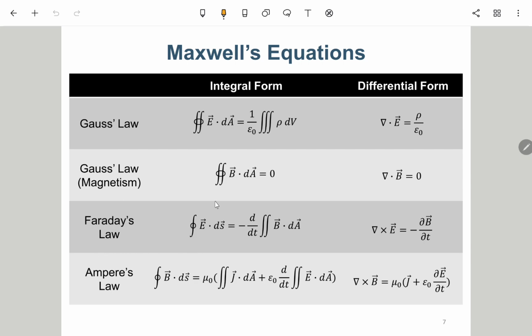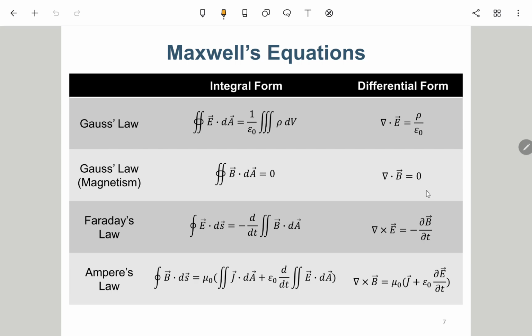And then here, Faraday's law, so this is the induced EMF, which is the negative of the rate of change of the magnetic flux. And then here Ampere's law will be mu naught times the current, the static current, plus this displacement current, epsilon naught times the rate of change of the electric flux, over the Ampere loop.